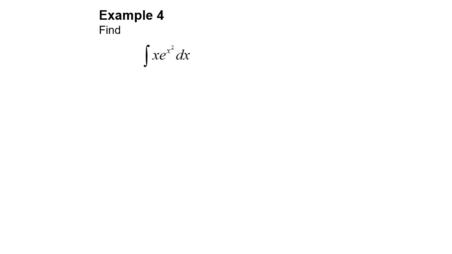Example 4. Find the integration of x e to the power of x squared with respect to x. Okay, so we see that this is an exponential. You can also use the basic formula, the special formula, right? But now we want to use the substitution method. If it's an exponential, then we take the index of the exponential, so u is equal to x squared. Then differentiate du with respect to x, we get 2x.